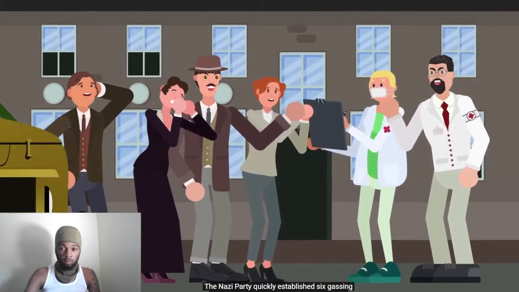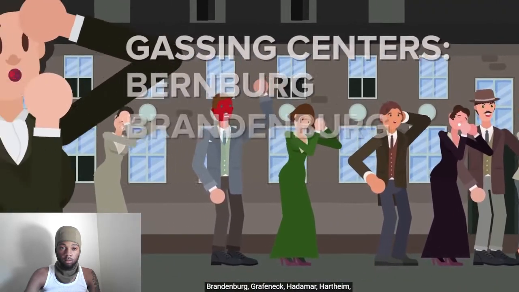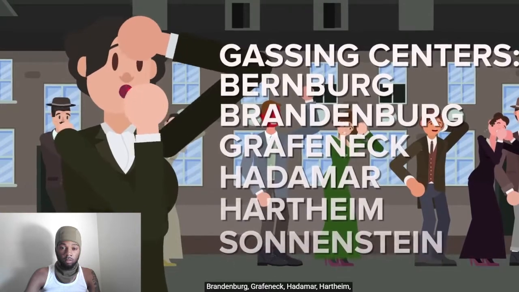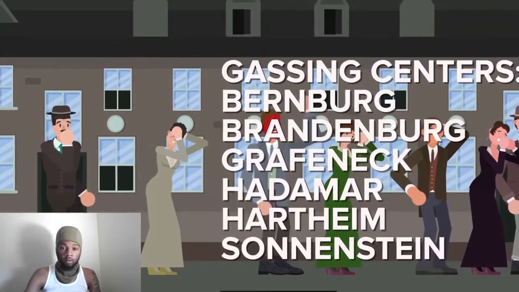The Nazi Party quickly established 6 gassing centers throughout the country: Bernburg, Brandenburg, Grafeneck, Hadamar, Hartheim, and Sonnenstein. I don't understand none of that. They weren't called gassing centers in the press.